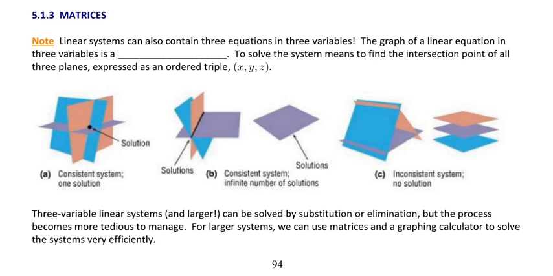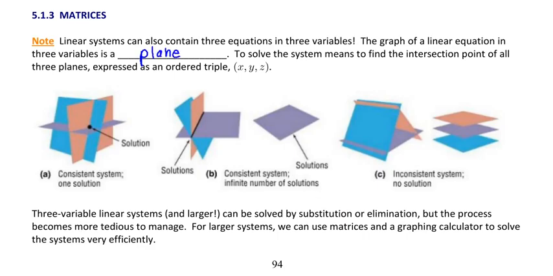We have been solving linear systems that consist of two equations and two variables. The graph of a linear equation in two variables is a straight line, and the solution to a system of linear equations in two variables is the intersection point of the two lines. However, linear systems can also contain three equations in three variables. The graph of a linear equation in three variables is a plane.